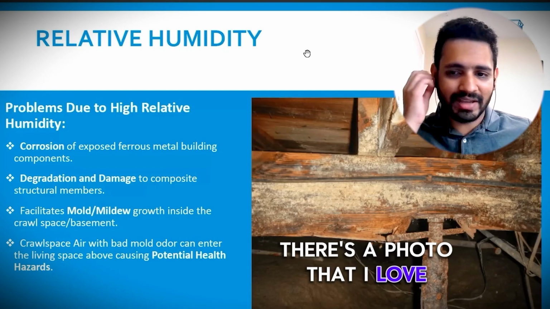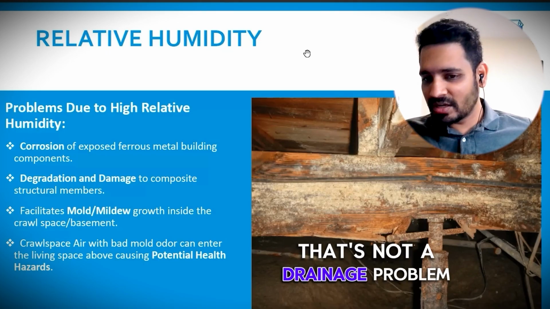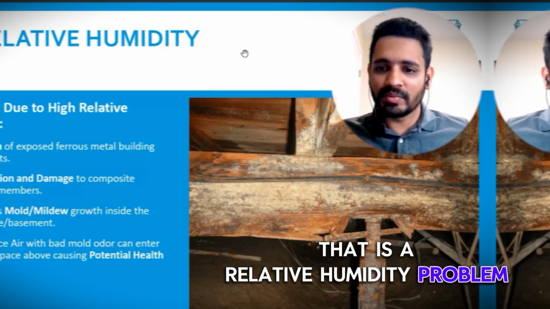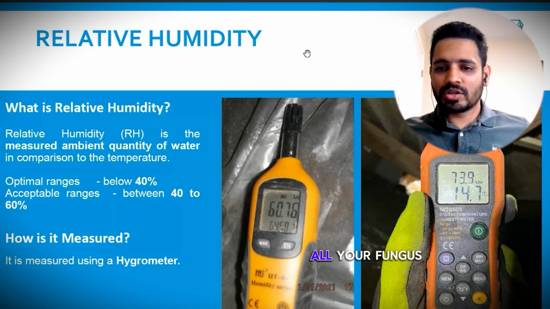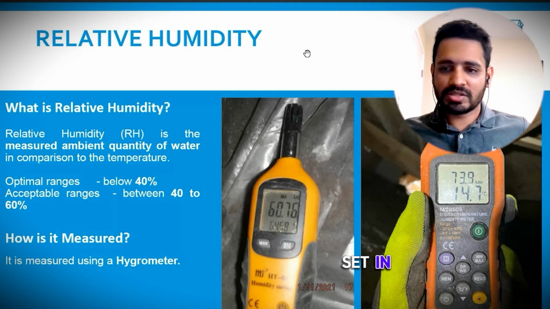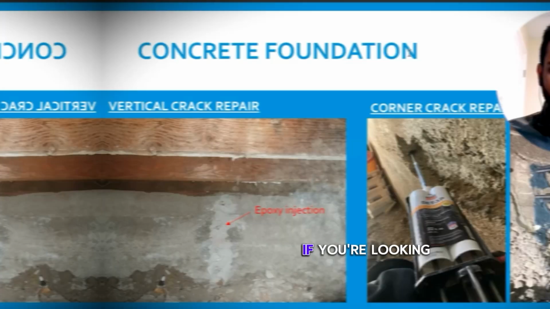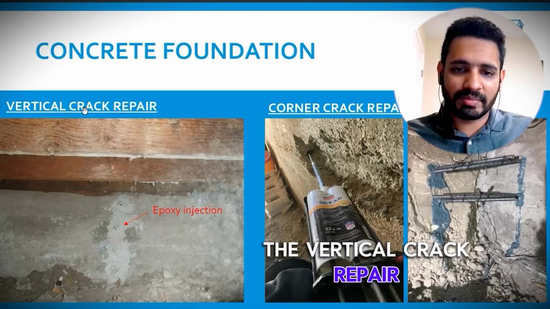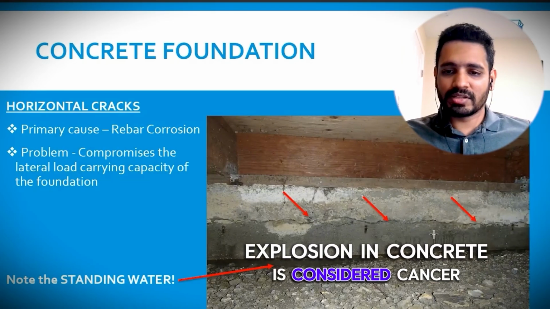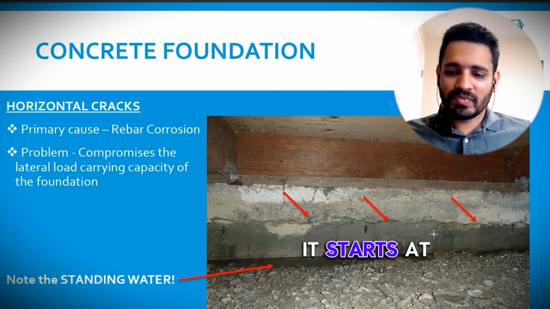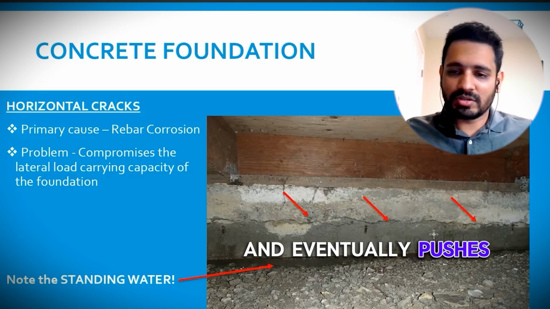Here's a photo that I love to put in front of everybody, any kind of target audience, to say, that's not a drainage problem, that is a relative humidity problem. When you cross that 60% mark and it sustains at that level is when you start to get all your fungus and your black mold starts to set in, your corrosion starts to amp up and accelerate, the attraction of termites. If you're looking at the photo underneath the vertical crack repair, this is one length of the foundation with holy crap. Yeah, pushing in concrete is considered cancer in concrete. It starts at a slow pace, and depending on your environment changes, it starts to accelerate and eventually pushes the concrete around it.